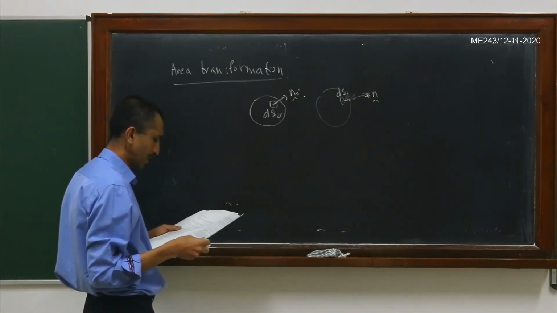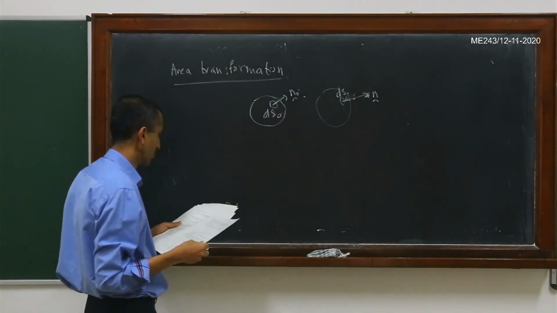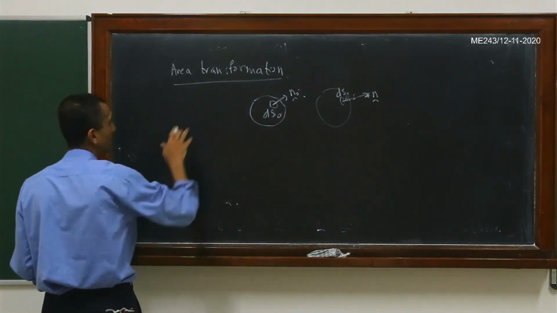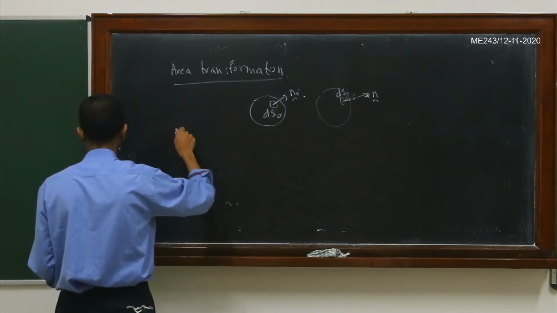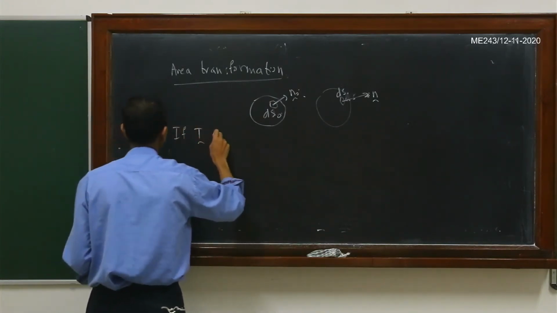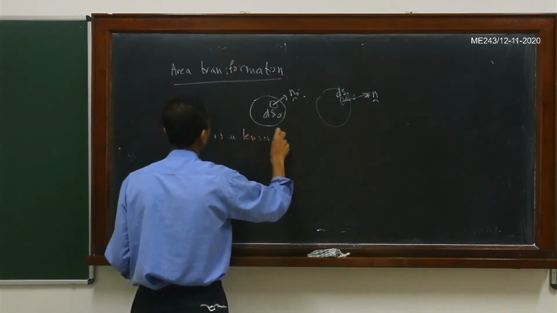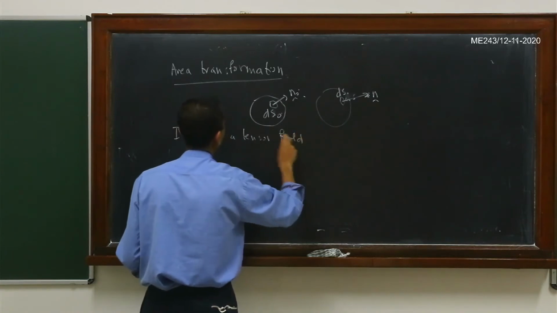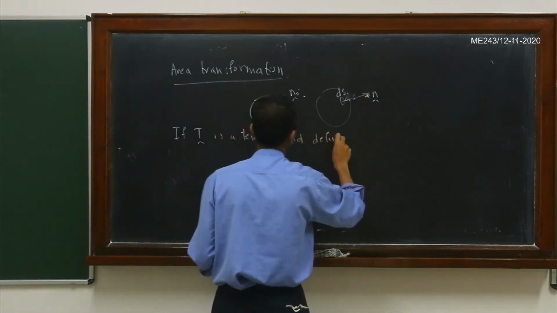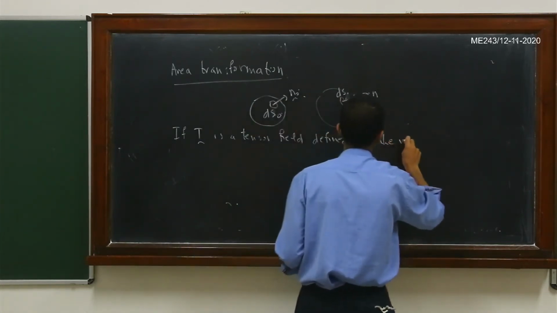So first we will define what is known as the Euler transform. But before that, let us define: if T now is a tensor field defined over the reference configuration.